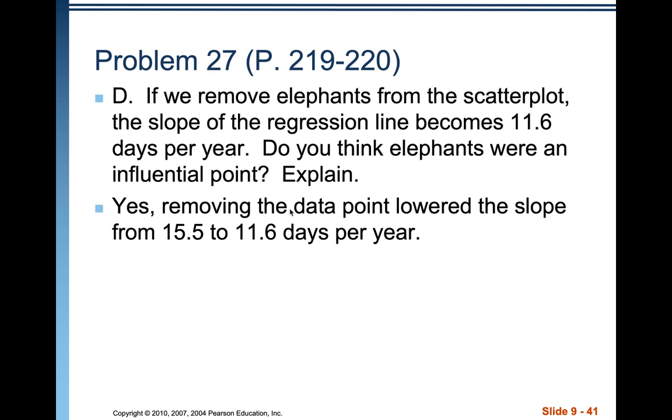If we remove elephants from the scatter plot, the slope of the regression line becomes 11.6 days per year. Do you think elephants were an influential point? Explain. Yes, removing the data point lowered the slope from 15.5 to 11.6 days per year. So since there's a big difference like that, that means that the elephants were influential.